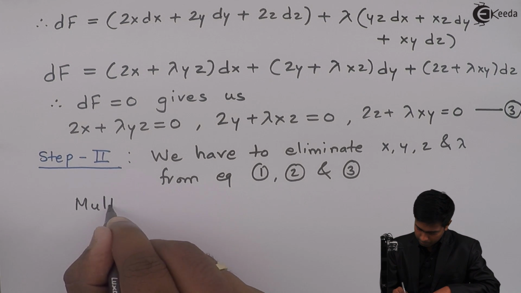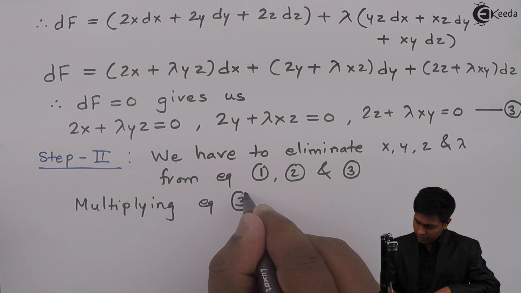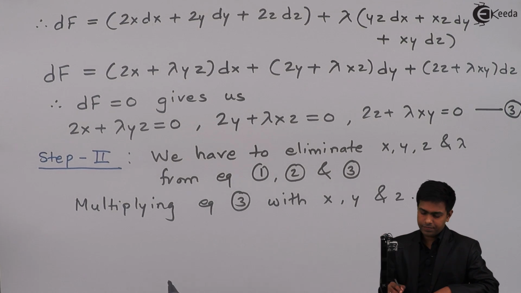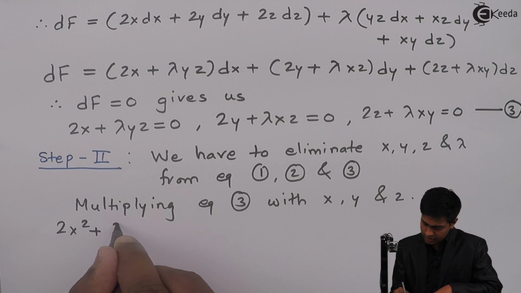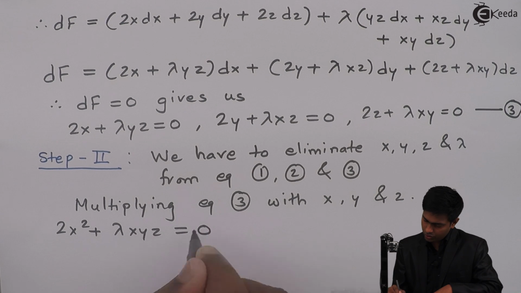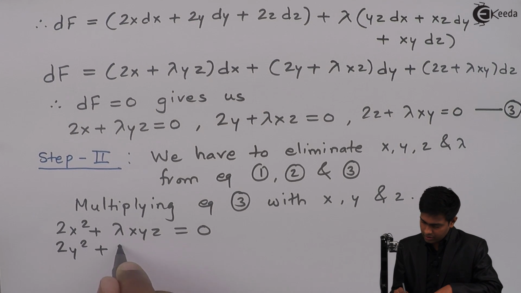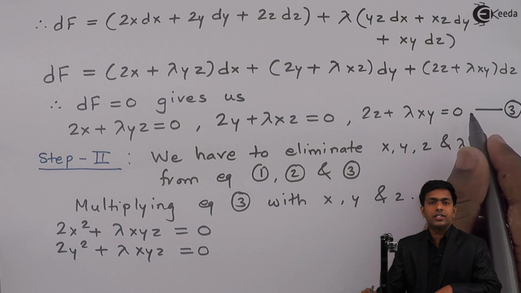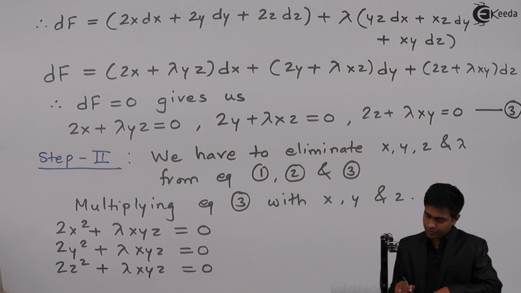So here I'll say, multiplying equation number 3 with x, y and z, we'll get 2x square plus lambda xyz equal to 0. By multiplying this with y, we'll get 2y square plus lambda xyz equal to 0. And by multiplying the third equation with z, we'll get 2z square plus lambda xyz equal to 0.